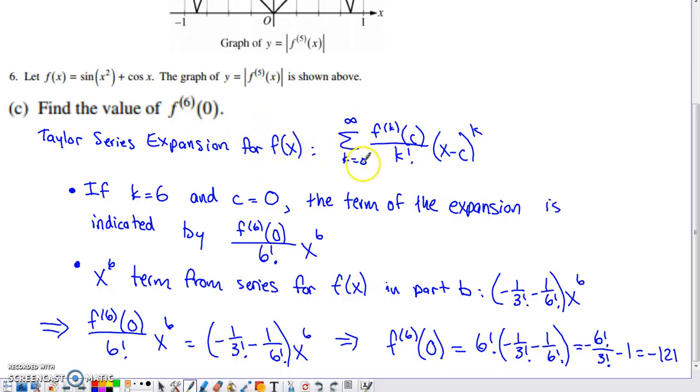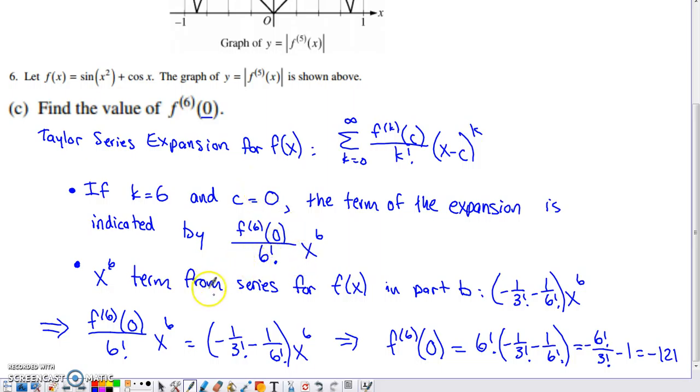What I have listed right here is the definition for a Taylor series expansion for the function f. Not this specific function f, but in general a function f. To expand a function with a Taylor series, we're going to take a bunch of derivatives, evaluate those derivatives at c, divide those values by k factorial, and then multiply that by x minus where the series is based to the kth power.